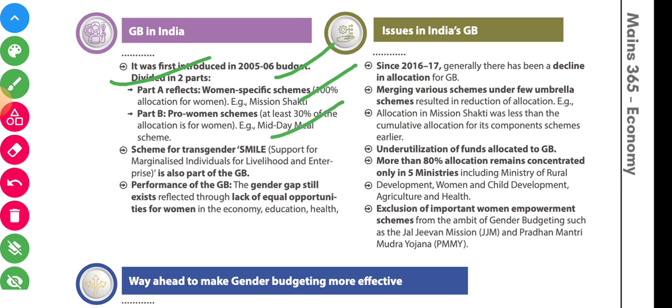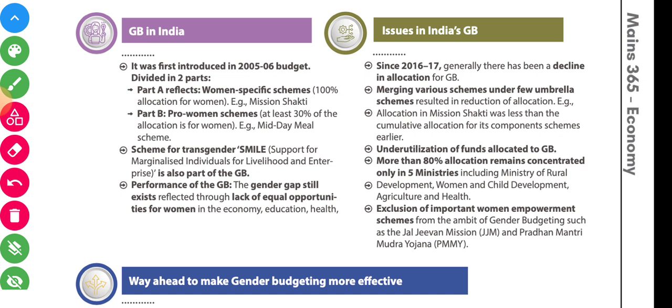And a scheme for transgender, Smile. Smile is a scheme for transgender persons. Support for marginalized individuals for livelihood and enterprise is also part of gender budgeting. Performance of gender budgeting: the gender gap still exists, reflected through lack of equal opportunities for women in the economy, education and health.